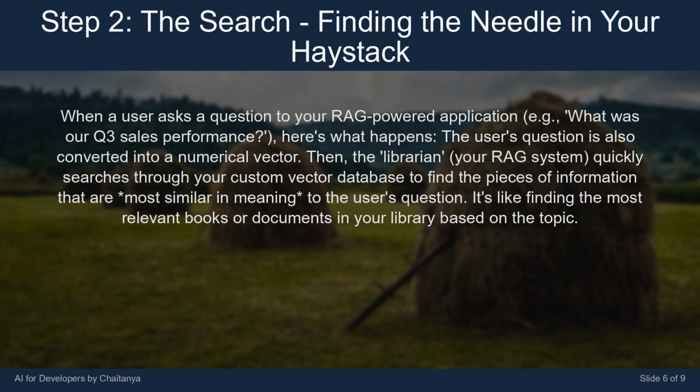When a user asks a question to your RAG-powered application, e.g., "What was our Q3 sales performance?" Here's what happens. The user's question is also converted into a numerical vector. Then, the librarian, your RAG system, quickly searches through your custom vector database to find the pieces of information that are most similar in meaning to the user's question. It's like finding the most relevant books or documents in your library based on the topic.